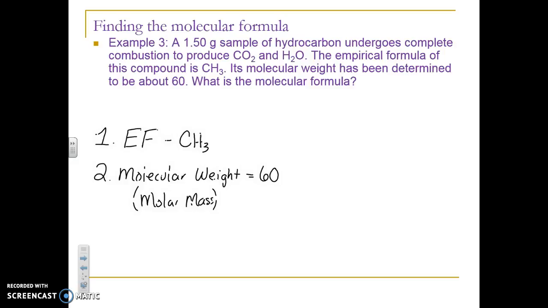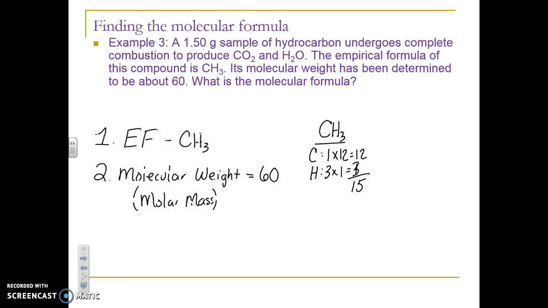Since we have those 2 pieces of information, we are able to find the molecular formula. The first thing we need to do is find the molecular mass or the molecular weight of our empirical formula. So just like we've been doing, we'll split it apart. Have 1 carbon. Carbon has a mass of 12. 3 hydrogens, each with a mass of 1. So my total mass is 15. Since the mass of my empirical formula is not the same as the molecular weight of the compound, we know that they are not the same.